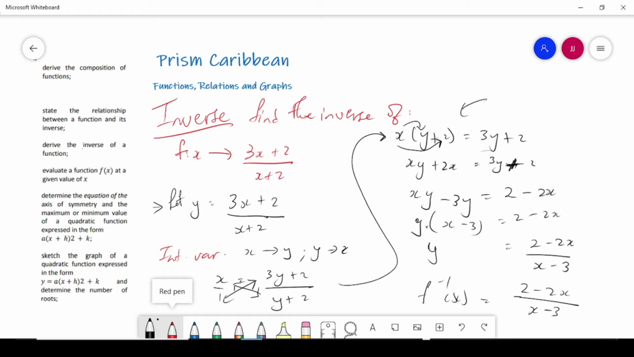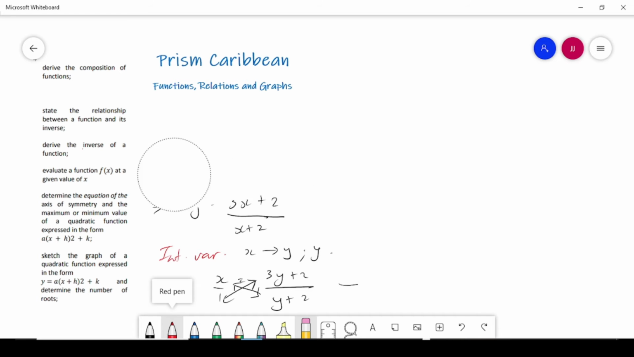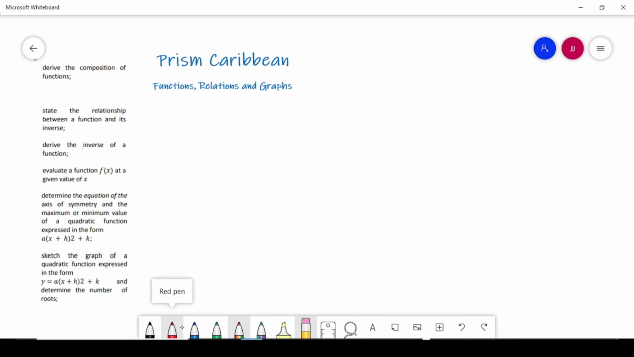So that's it with that. Let me just show you all another question which sometimes may come in the exams. Sometimes they might ask find x when, let's say, a function f of x is equal to minus 2. And let's say we use the same function, f of x is equal to 3x plus 2 all over x plus 2.